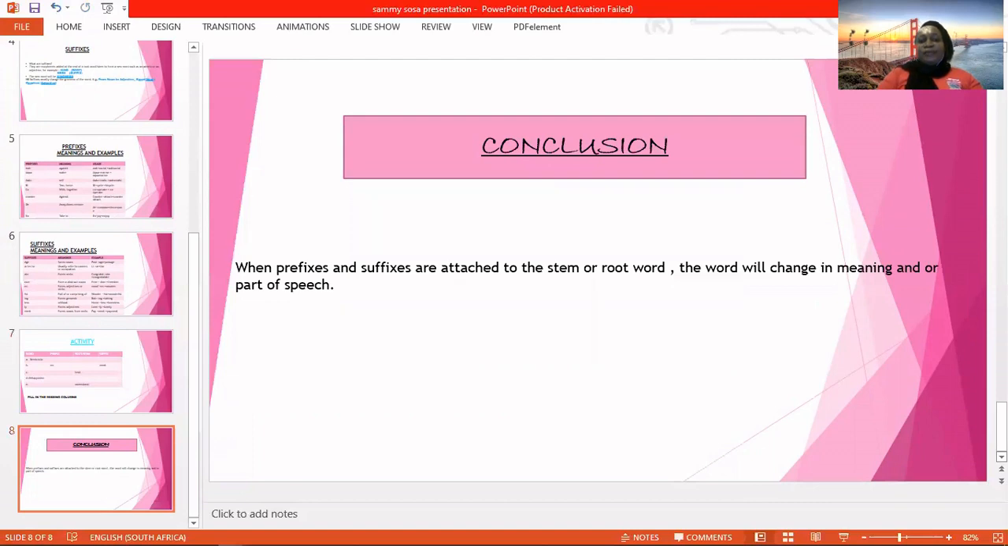In conclusion, when prefixes and suffixes are attached to the stem or root word, the word will change in meaning or even the part of speech. It's highly important also that we know the meanings of our prefixes and our suffixes so that we form the correct words we want to form, be it adjectives, be it adverbs, be it nouns. Prefixes and suffixes help us build those words. That is the end of our lesson.